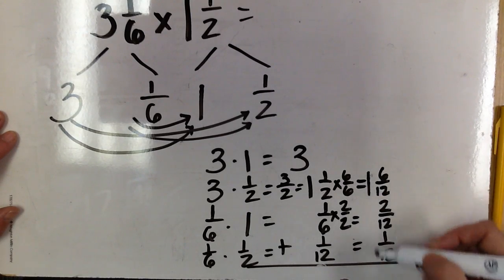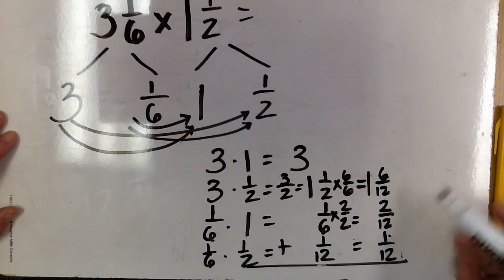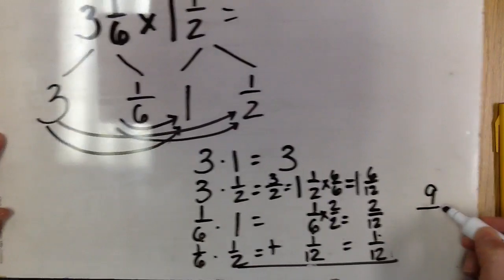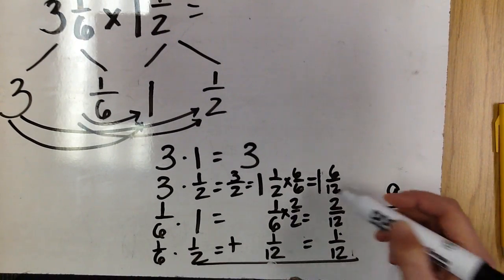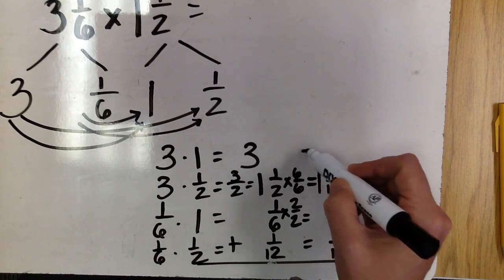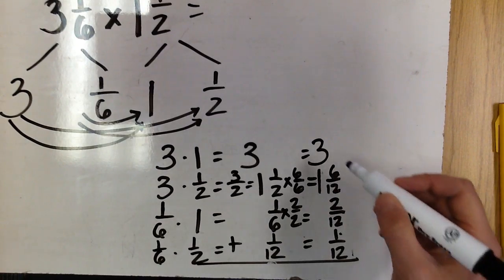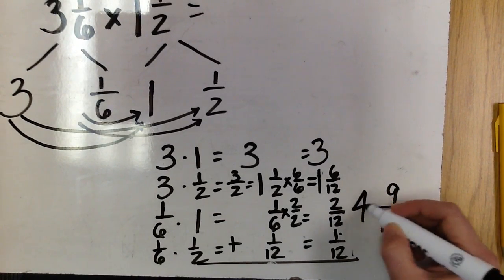So now I can add my fractions together first. 6 plus 2 plus 1 is going to give me 9/12. And then I have my 1 here, and then I have to also remember to bring my 3 over from that first partial product. So 3 plus 1 will be 4.